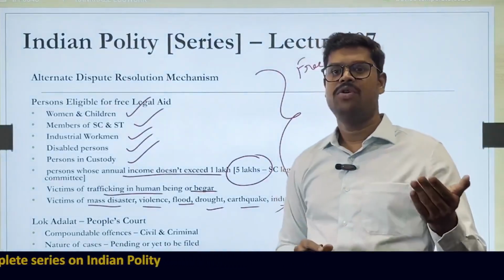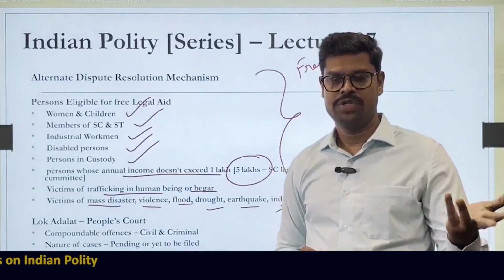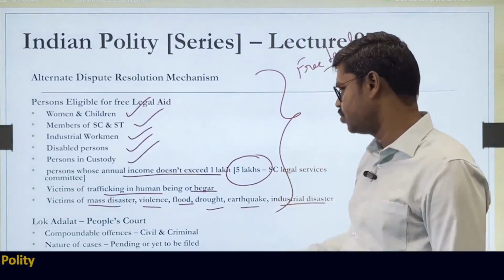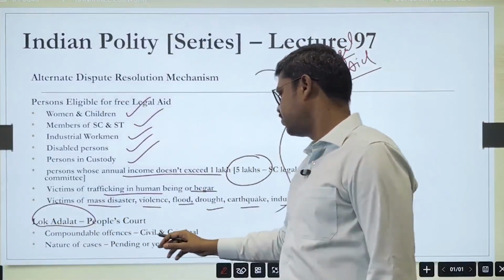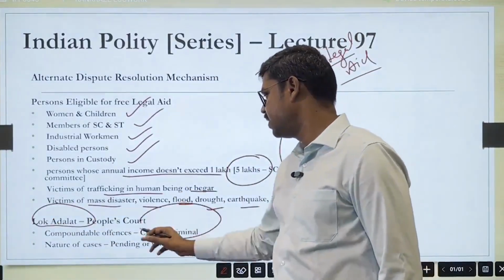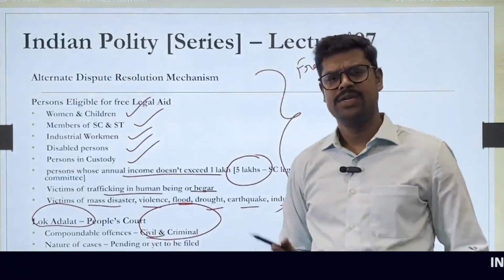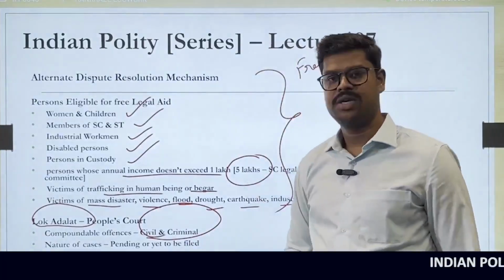So apart from that, if they want to go for an alternate dispute resolution mechanism, an outside court settlement, they can also go to what is called the Lok Adalat. So in the Lok Adalat, what type of cases will be done? Civil and criminal cases can be taken care of. So this is basically what you'll have to understand.